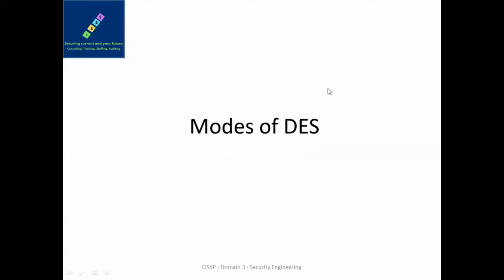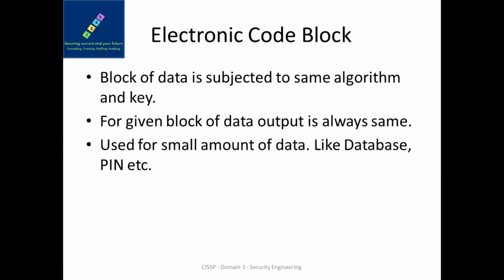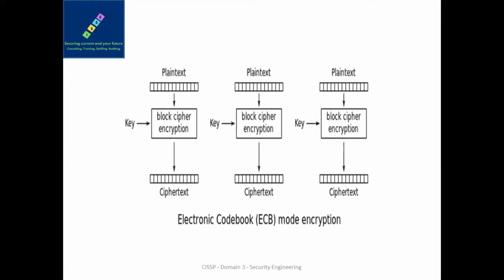Now, how are these blocks added, and how are they processed? Are they processed parallelly? Are they processed sequentially? Is there a chaining involved? Is there an initialization vector involved, or is there no initialization vector involved? This decides the mode of the data encryption standard. The first mode that we want to have a look at on the data encryption standard is electronic code book. So electronic code book looks like this.